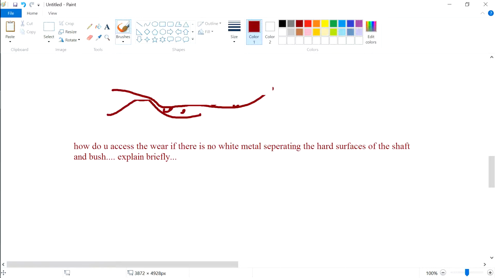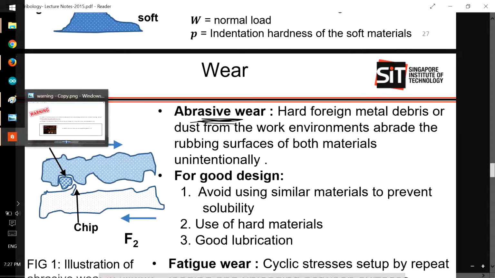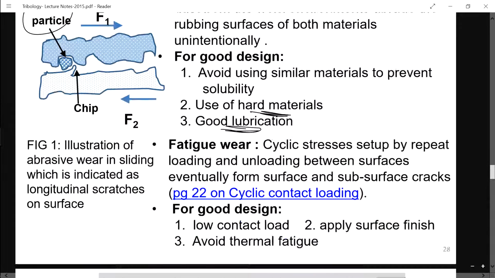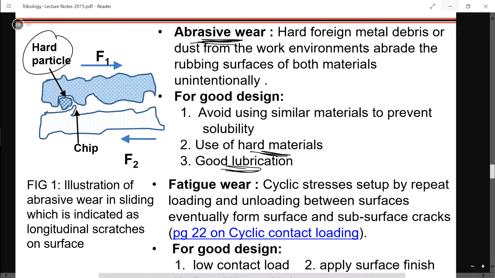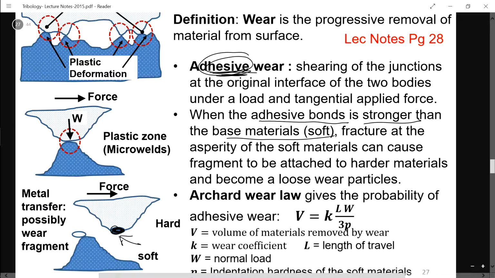So maybe trapped between this surface. Therefore when you start to rub again, when the next round of the shaft is turning, you are going to have abrasion happening. This is where the hard particle comes in. So use good lubrication, use hard materials, whatever it is, and you need to articulate the differences between them. That's what he says. So the debris will start the abrasive wear, and then the adhesive wear. You need to write down the definitions in your own words.